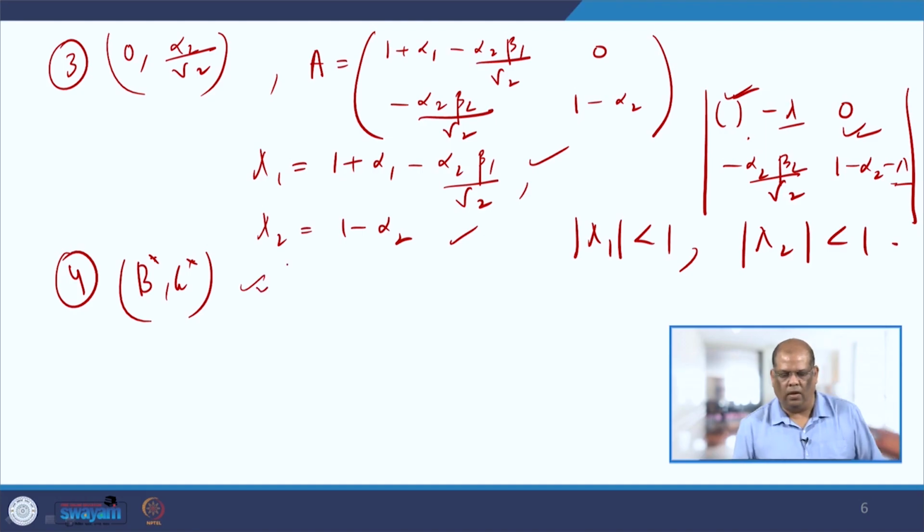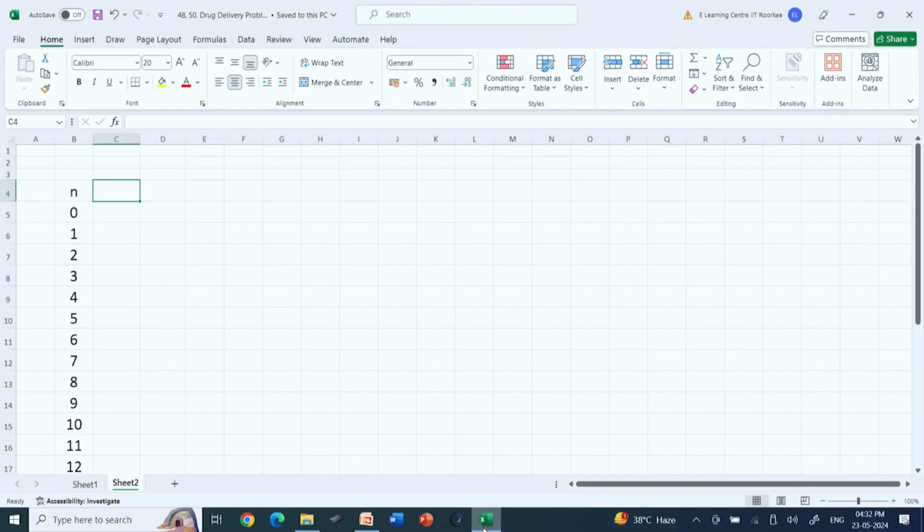Now, let us look into the numerical solution of this particular model. How does the model behave, what is the dynamics of the model for various values of alphas, betas and gammas? I have this Microsoft Excel spreadsheet. Quickly I write it here.